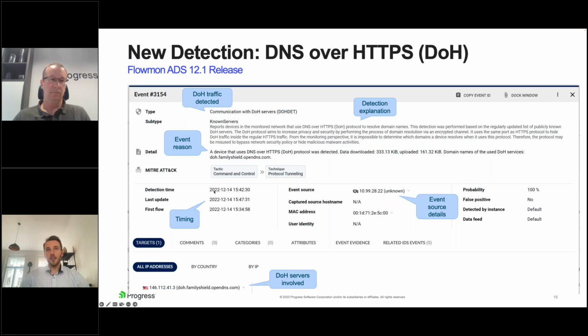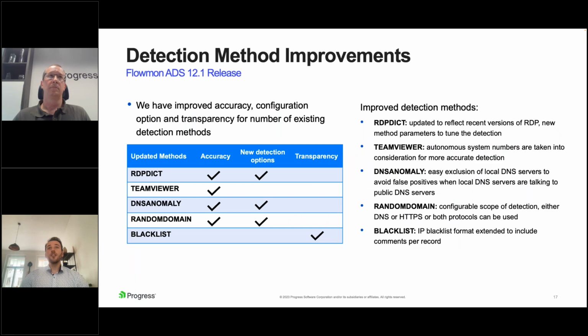You can get all the important timestamps like detection time, last update, first flows. You can see who the source was, and even below you can get the IP address and the DNS server name, the domain name. So that's one new feature.